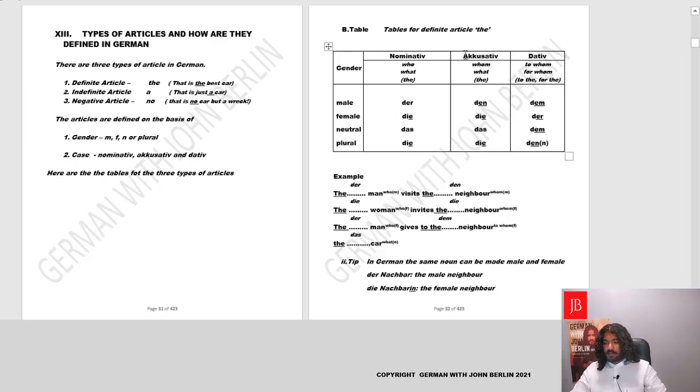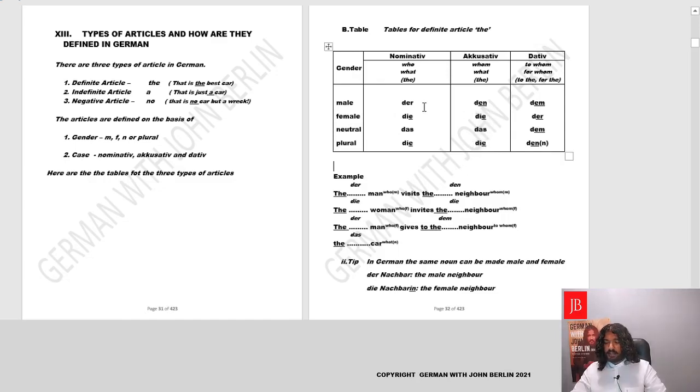Now let's go to accusative. In accusative, the question is whom and what. Accordingly, if a masculine noun is receiving the action, it's den, feminine noun receiving the action, die, neutral noun receiving the action, das, and plural nouns receiving the action, die.